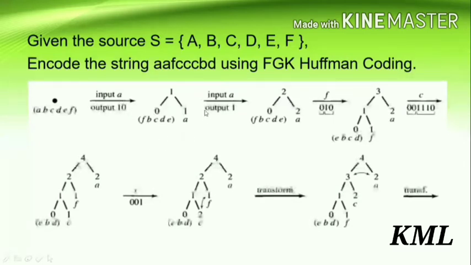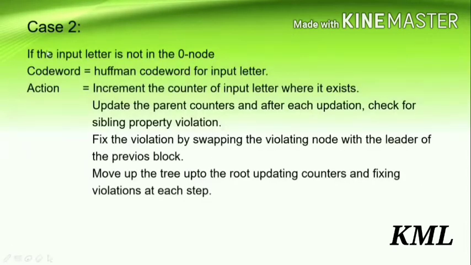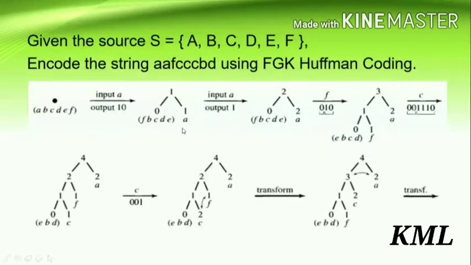Okay, so let's see the next input letter. Again we have an A. So what is the first thing we check? We check if A is in the 0 node or not. Okay, so see here, A is not in the 0 node, so we have the second case, if the input letter is not in the 0 node. So how do you write the code word? We write the Huffman code word for the input letter. So what is the Huffman code word for A? See here, we assign 0 to the left subtree and 1 to the right subtree. So the Huffman code word for A is 1.